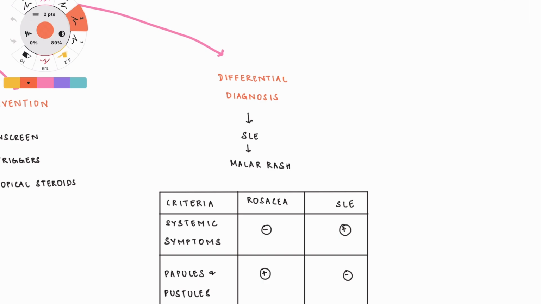Now let's look at the difference between rosacea and SLE. Rosacea does not accompany systemic symptoms, whereas malar rash of SLE is almost always accompanied with systemic symptoms like arthralgia and fever. In rosacea, papules and pustules are present, whereas in SLE they are absent.